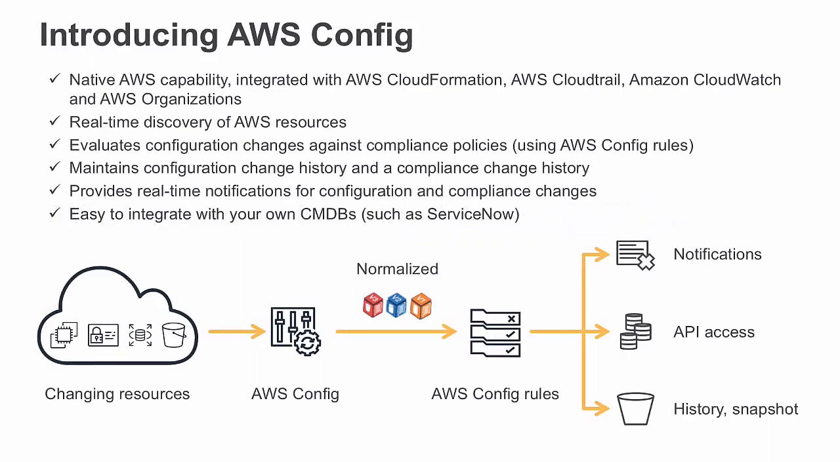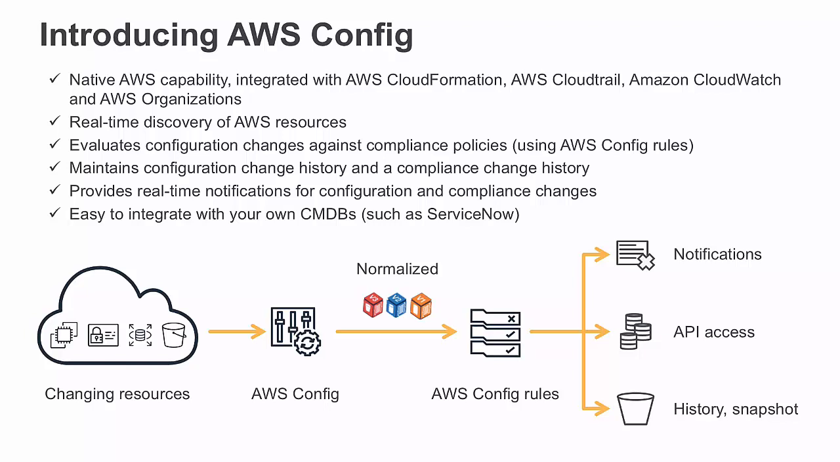Now that's where AWS Config comes into play. AWS Config is a native tool within AWS that is integrated with other AWS services such as CloudFormation, CloudTrail, CloudWatch, and AWS Organizations. From an inventory management perspective, it discovers resources in real time automatically without using an agent. It tracks configuration changes to those resources and maintains a configuration history that you can use for your audit and operational troubleshooting purposes.